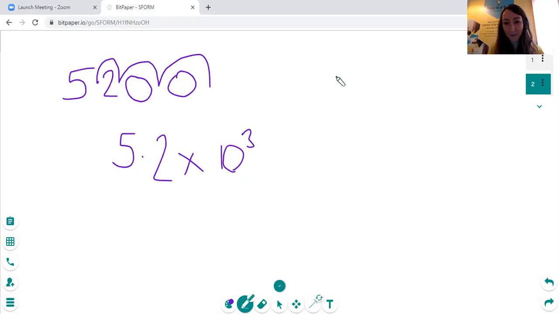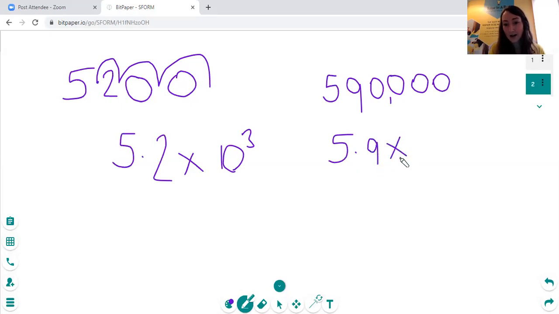Let's look at another example. 590,000. In standard form, that becomes 5.9 times 10, and we count 1, 2, 3, 4, 5. So it becomes the power of 5.